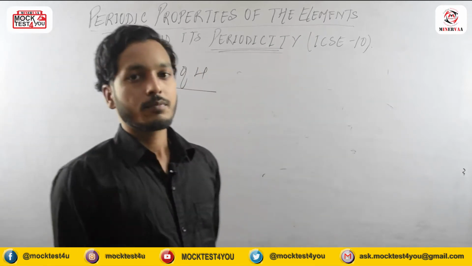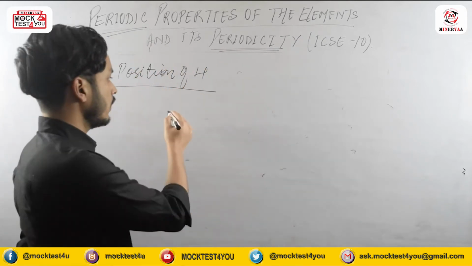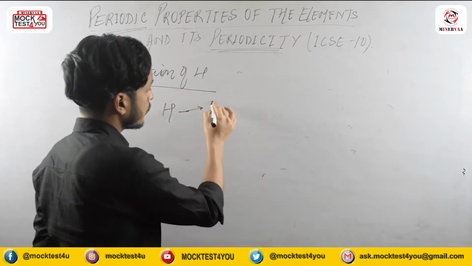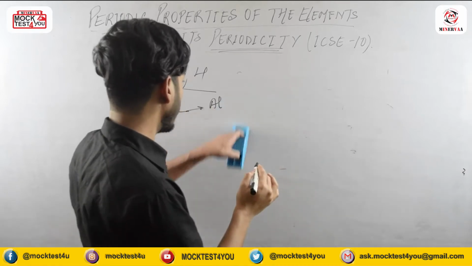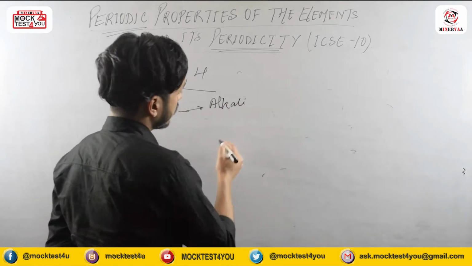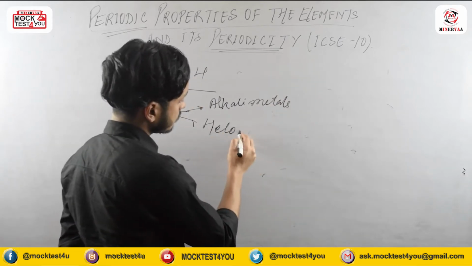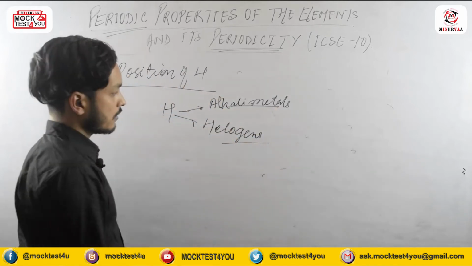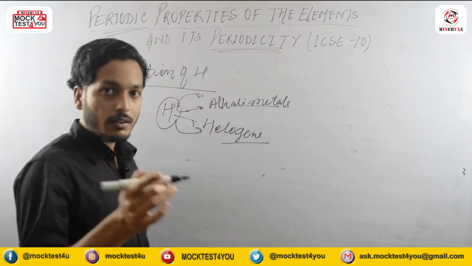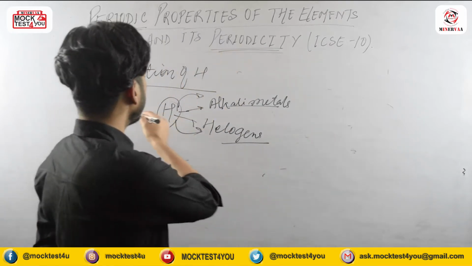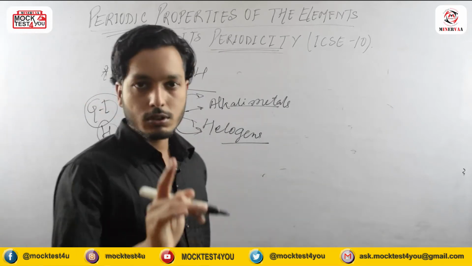So as you can see, when we talk about the position of hydrogen, just now I have told you that hydrogen resembles the properties of alkali metals and halogens. Hydrogen resembles both the properties of alkali as well as halogen, but Mendeleev placed the element in group 1. In group 1 he has placed hydrogen, right? So this was the first drawback.